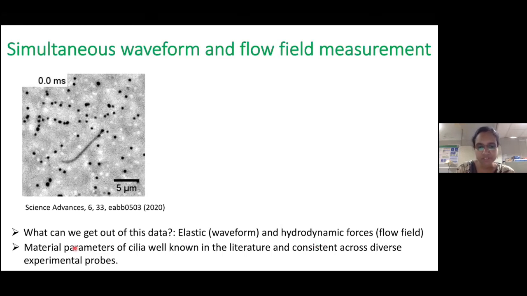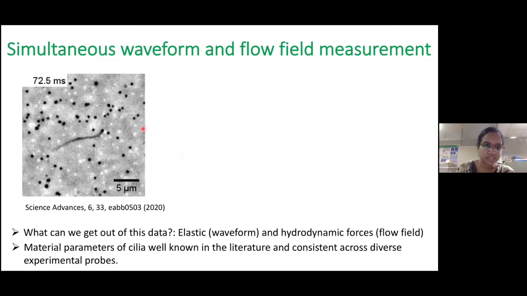The important point of the system is that the material parameters of cilia are very well known and consistent across the diverse experimental probes. By that, what I mean is what is the bending rigidity of this filament or what is the drag coefficient of this filament are well known in literature. And what we have done is we have put tracer particles in the fluid, which will help us measure the flow field. So I'll play the movie now.